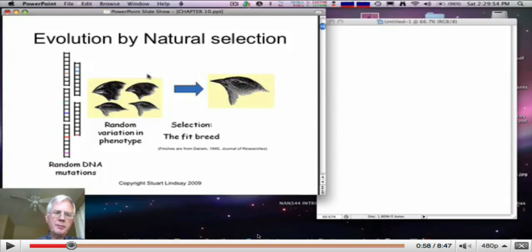Stuart uses a very effective way of combining PowerPoint presentations with a whiteboard, and so later on in the lecture he will go to the whiteboard and write things down for the students, and of course all of that gets recorded.